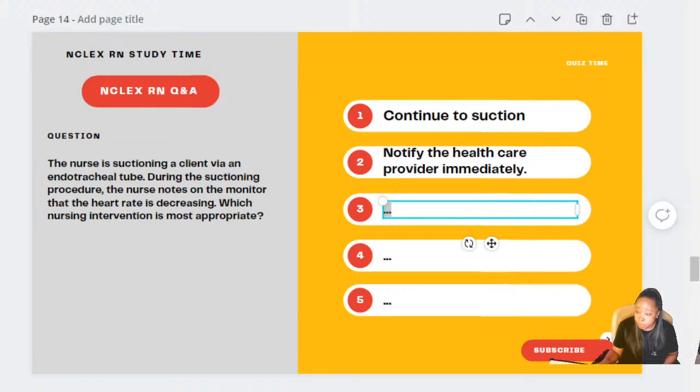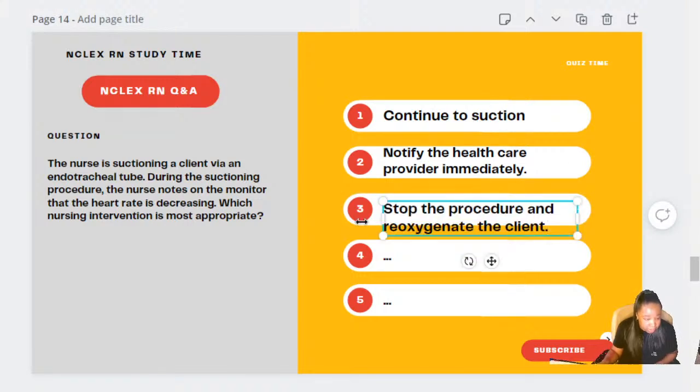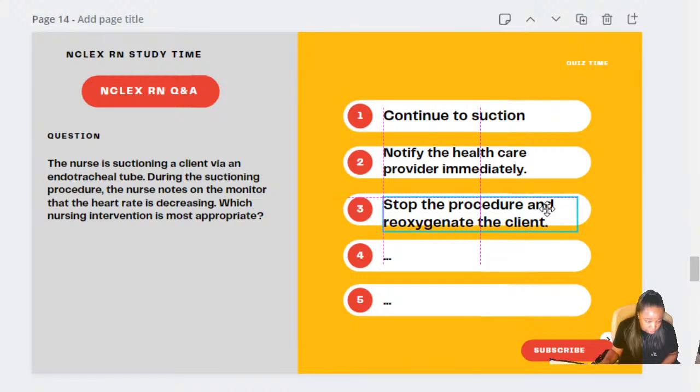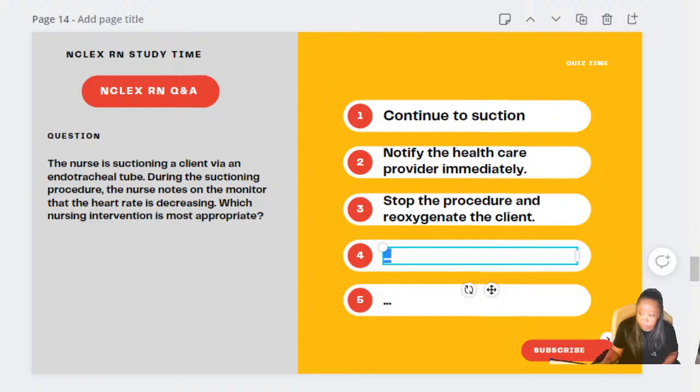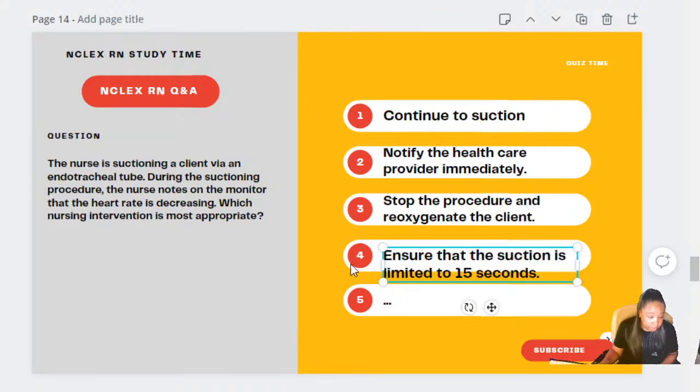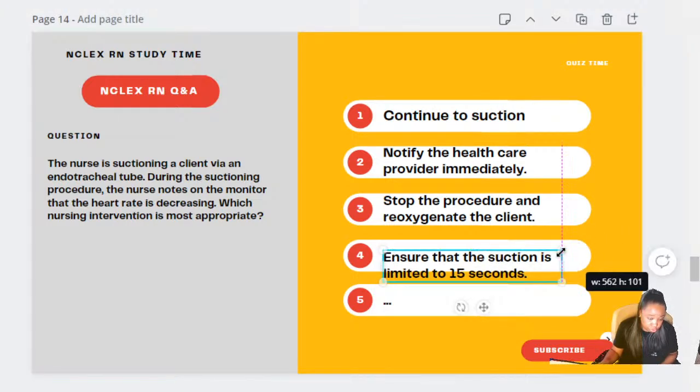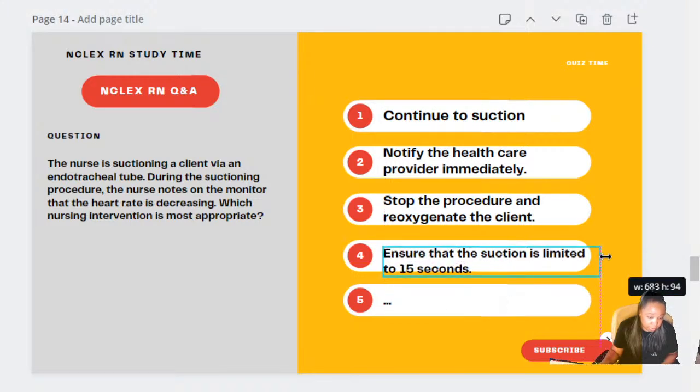The third one says, stop the procedure and hyperoxygenate the patient. It says, stop suctioning the patient and give the patient oxygen. Do you think this is a good choice? And then the last one says, ensure that the suction is limited to 15 seconds. What is the most appropriate? They tell you one of these answers is the best thing to do. Which one do you think is the best thing to do right here?